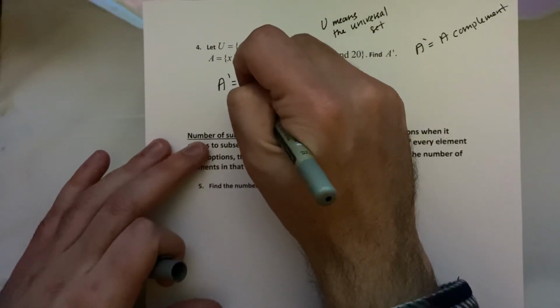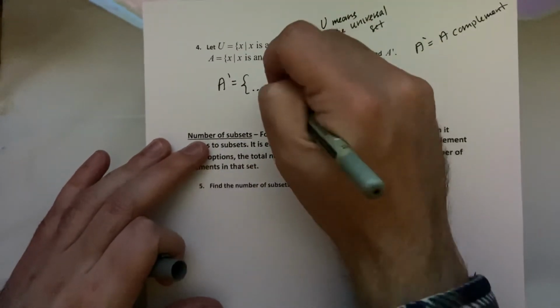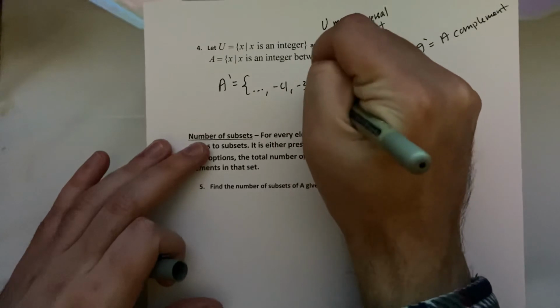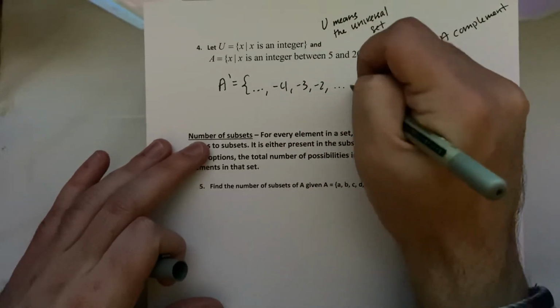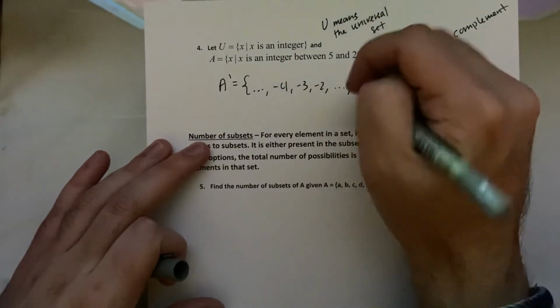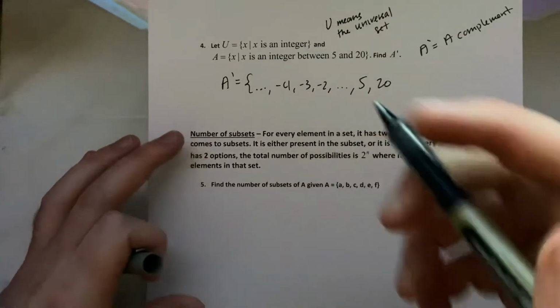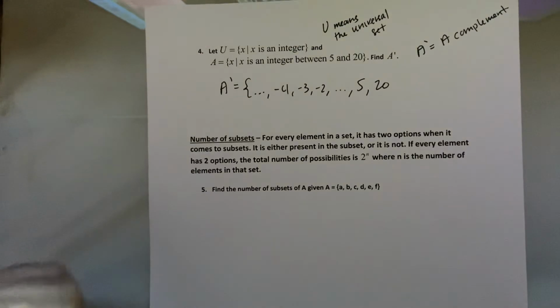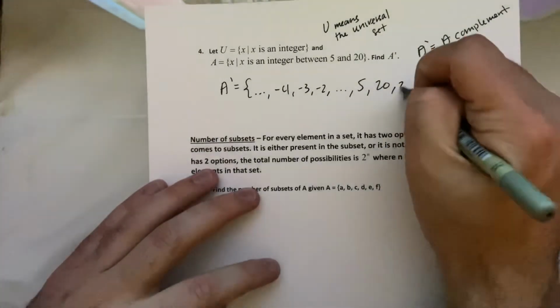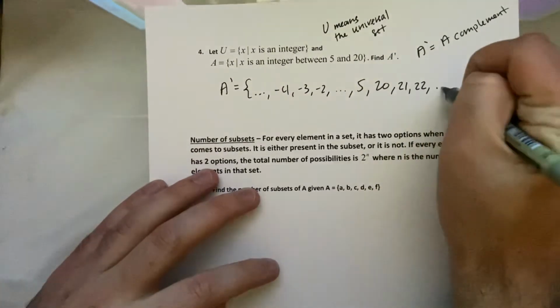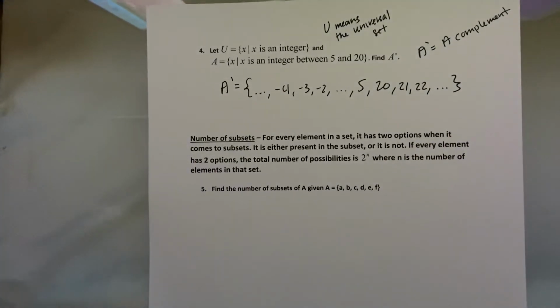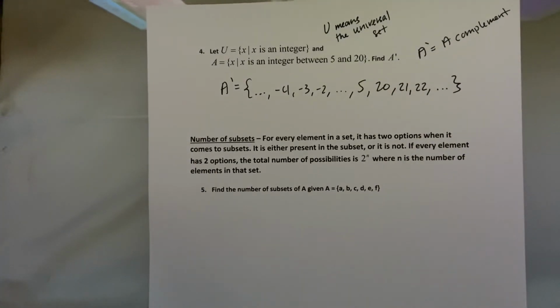-4, -3, -2, keeps going until you hit 5. And then it jumps to 20 because, of course, if A had all the numbers between 5 and 20, then this one has everything but the numbers between 5 and 20. Then 21, 22, and it keeps going forever because of the way the integers work. So you can use the ... to imply that things are just going to keep going.